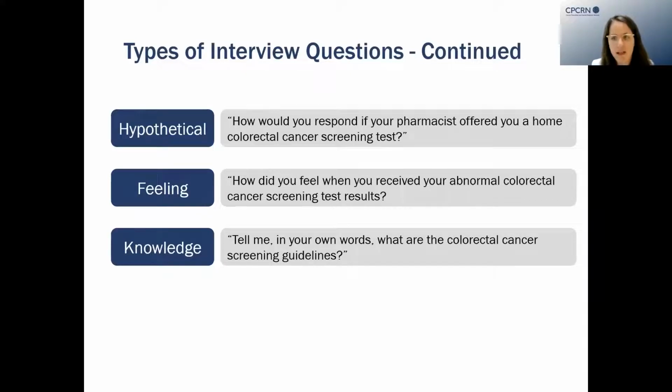Feeling questions get at their emotional experiences. So this is definitely an emotional question here. How did you feel when you received your abnormal colorectal cancer screening test? And lastly, the knowledge questions. These are just used to understand what people consider factual information, what they already know. So tell me in your own words, what are the colorectal cancer screening guidelines?